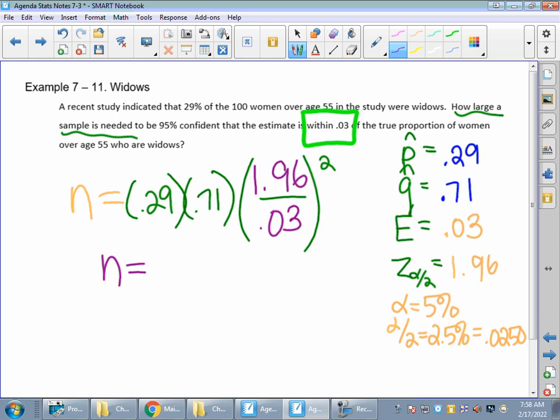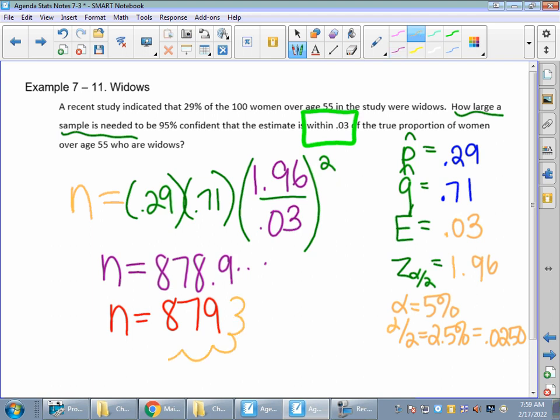I ended up with an N of 878.9 something. But you all know that we can't have 9/10 of a woman over age 55, right? So what is our minimum sample size needed, or how large a sample size is needed? 879 women in order to be 95% confident that we will be within 0.03 of the true population proportion.